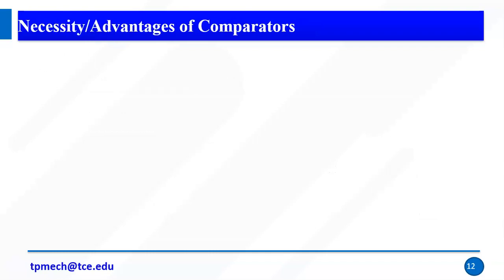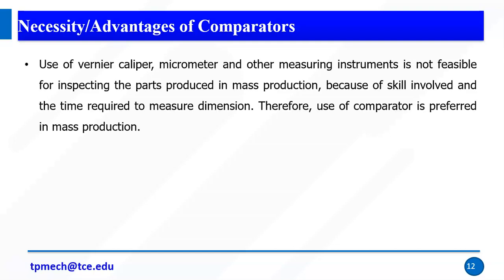Right. Okay. What is the necessity or advantages of comparators? Use of vernier caliper, micrometer, and other measuring instruments is not feasible for inspecting the parts produced in mass production. Not feasible, but we can use vernier and micrometer. But in terms of mass production, large quantities, we have to consider the time consumed, right? So in order to avoid this, we use a comparator. Because of the skill involved and the time required to measure dimensions, it is infeasible. If you use vernier and micrometer in mass production inspection, it is not feasible. Therefore, use of a comparator is preferred in mass production.